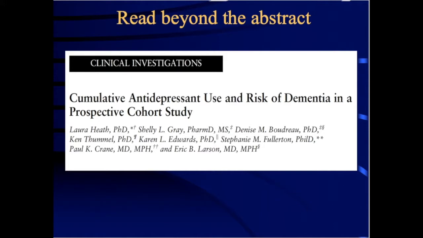Go beyond the abstract. I was very disappointed to read this one study that was just published in the Journal of American Geriatric Society in 2018, just this last month. And it's a group at Kaiser in Washington State. And they're looking at the cumulative antidepressant use and risk of dementia in a prospective cohort study.